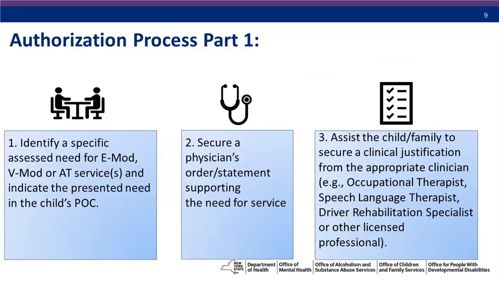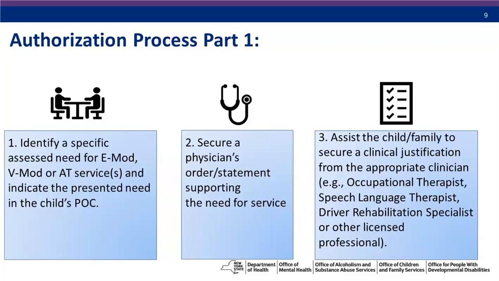All right, so starting the process, the care manager is going to meet with the family and assess the need for one of these services, and they would put that in a plan of care just like any other HCBS service. They're also going to help the family secure a physician's order, so a doctor's order, stating or supporting the need for that service. It could be a script, it could be just written documentation with a doctor's signature.